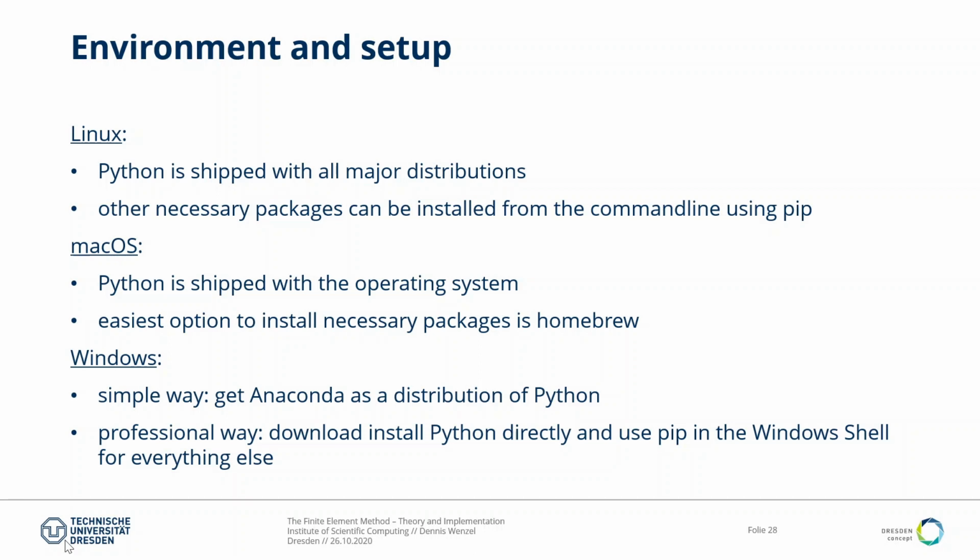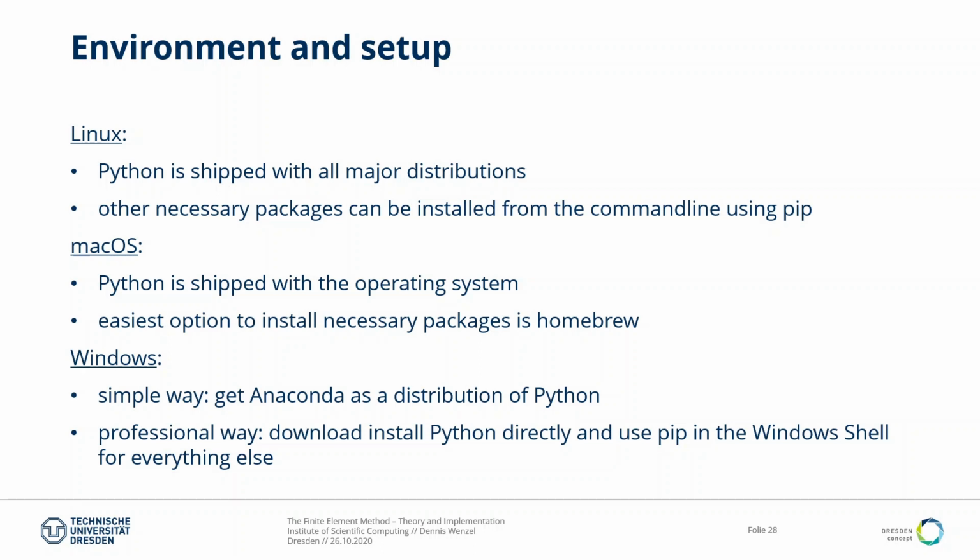And other necessary packages can be installed from the command line using the tool pip. That's the Linux Python package manager. In macOS, it's also shipped inside the kernel, so Python is also usable directly. And if you want to install additional packages, my recommendation is to simply go for Homebrew, because there you can install every package that you require by simply executing a single line.